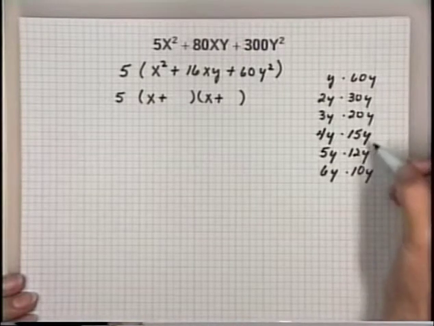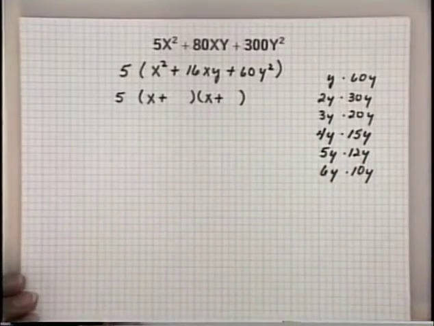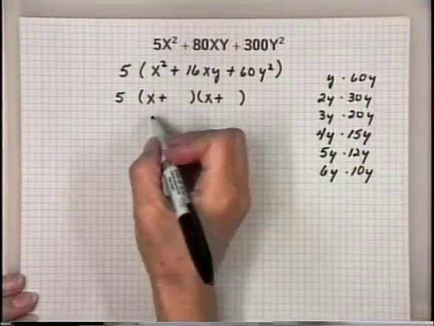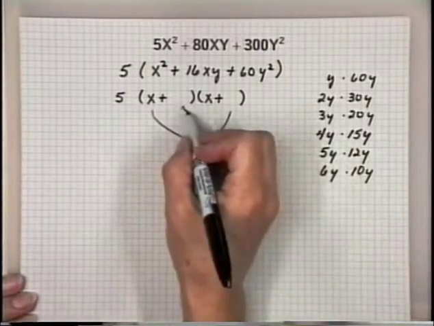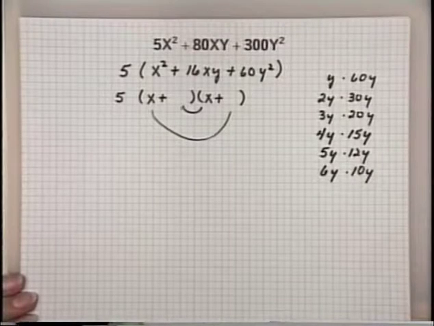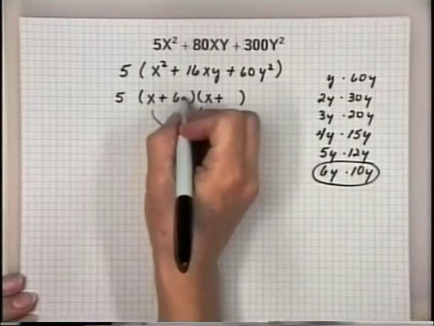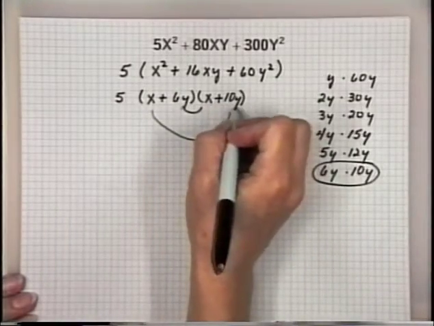We want to, out of these choices, find the one that will give us 16xy for our middle term. Recall that that middle term is the result of adding our outside and inside products. So we need factors that will add to 16. Let's try 6y and 10y here.